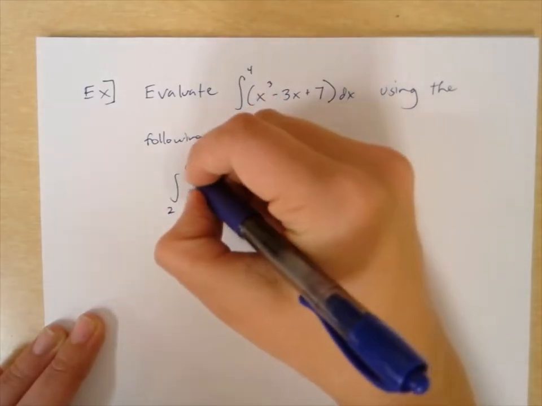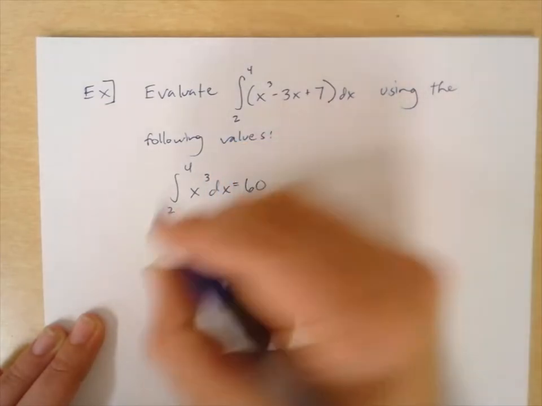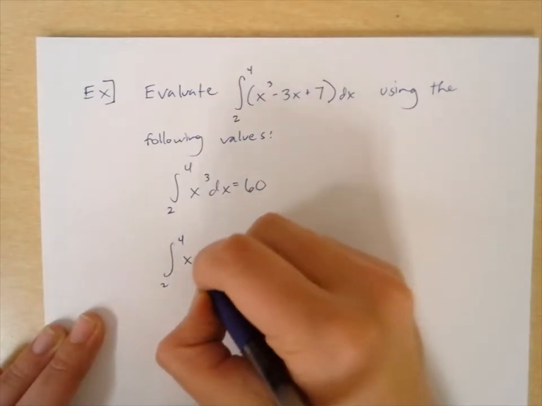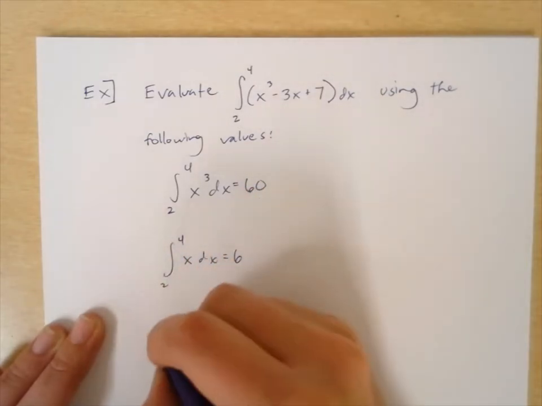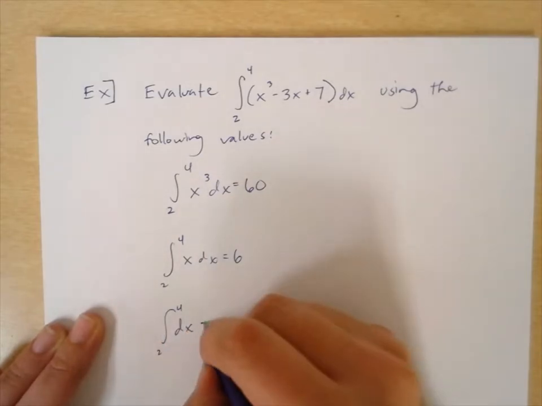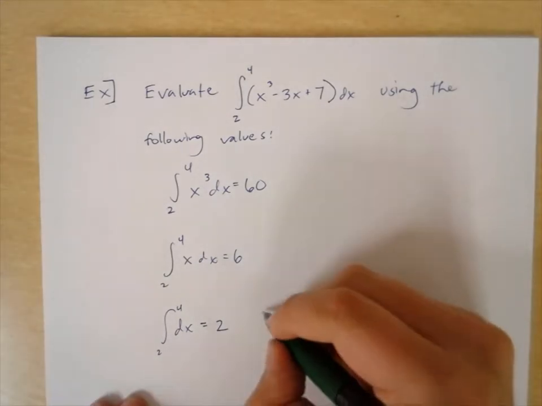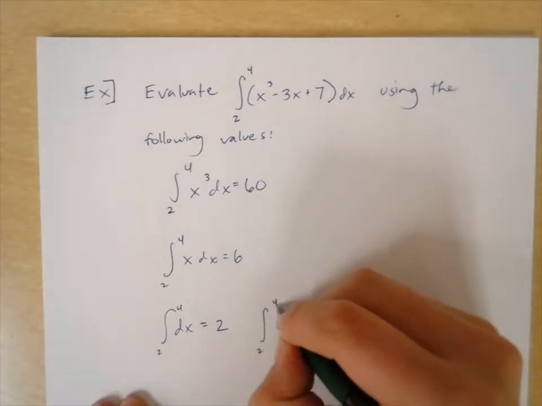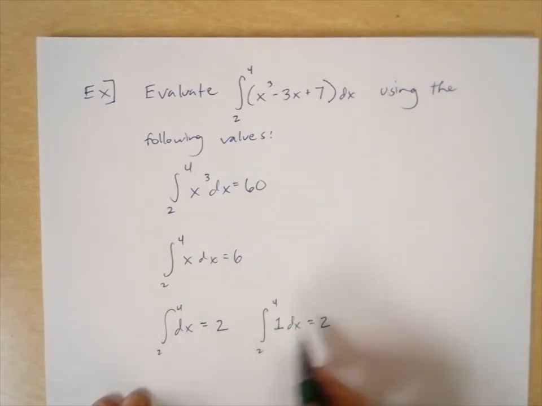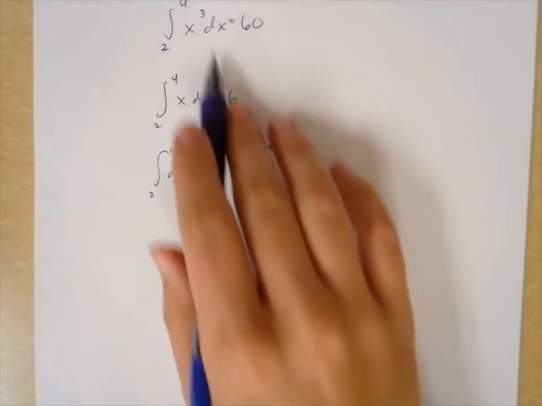That the integral from 2 to 4 of x cubed dx is 60. From 2 to 4 of x dx is 6. And from 2 to 4 of dx equals 2. It's going to be helpful if we realize that this is the same as saying from 2 to 4 of 1 dx equals 2. Those two are equivalent statements. All right. And here's how we can use these things to help us.